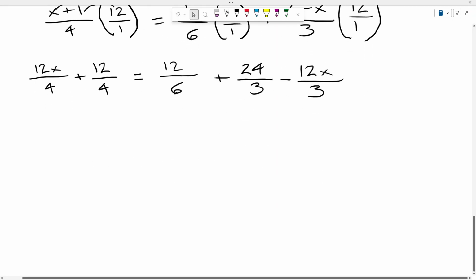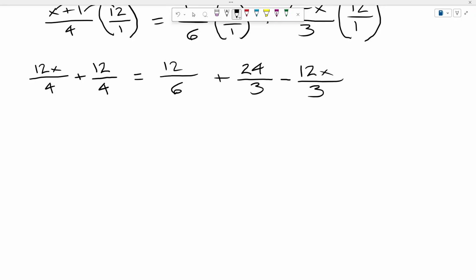Alright, so this is where we're at right now. Alright, so now we can simplify these. So 12 divided by 4 gets 3, plus 12 divided by 4 plus 3 equals 12 divided by 6, just 2.